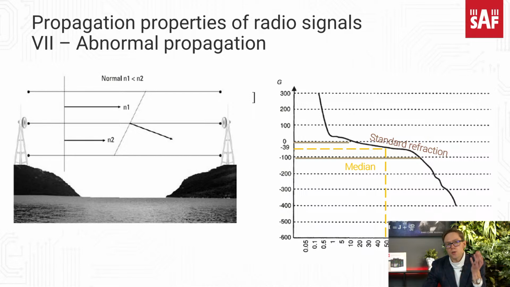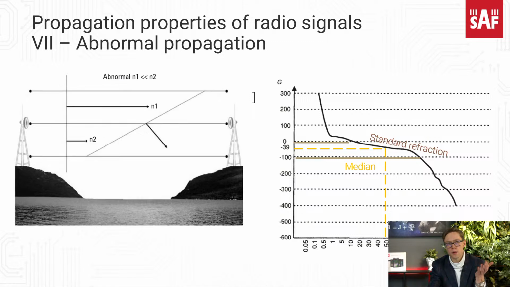Actually, the standard propagation includes a wider range than this, and it spans from 0 to minus 100. Under these conditions, we are going to observe the normal propagation conditions, when the refractive index decreases with the altitude and the electromagnetic wave is bent downwards to a certain extent. Everything which is outside of these limits can be called abnormal propagation.